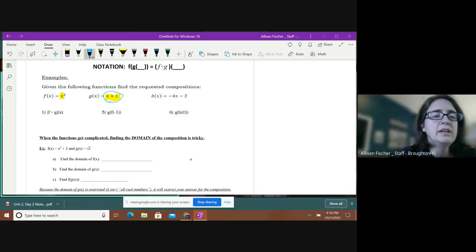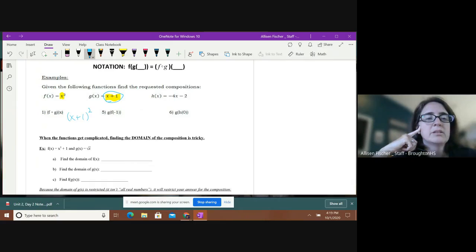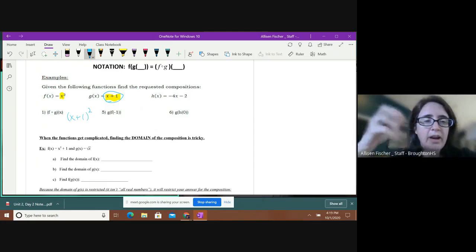So instead of x squared, I like to write a blank squared. And then inside the blank, we put x plus 1, which is the g of x function. So that would be your answer. You don't have to solve anything. We're not finding out what x is.